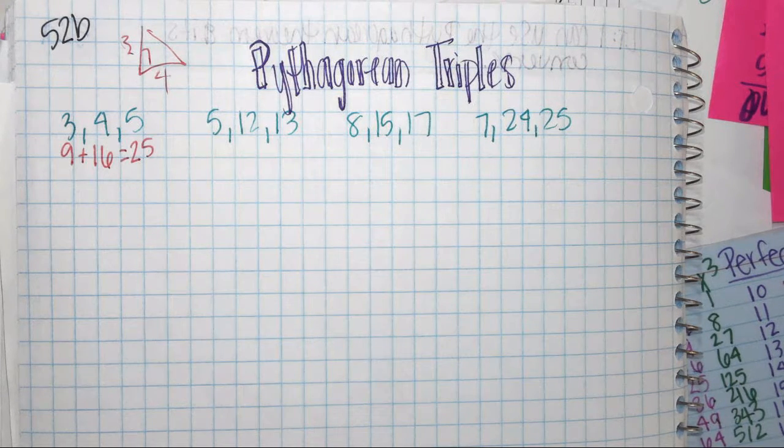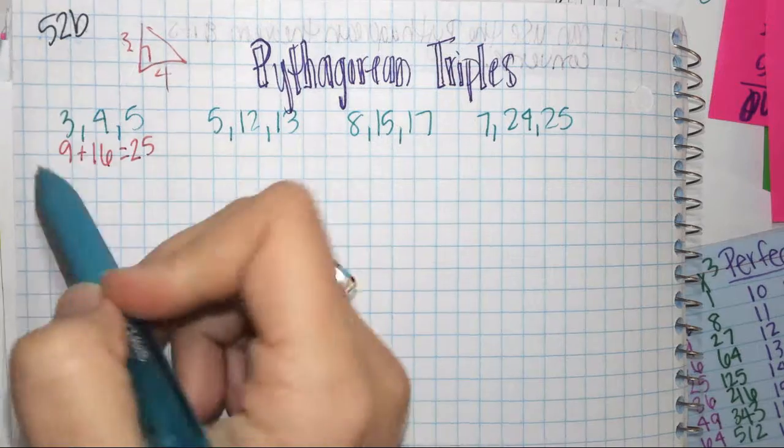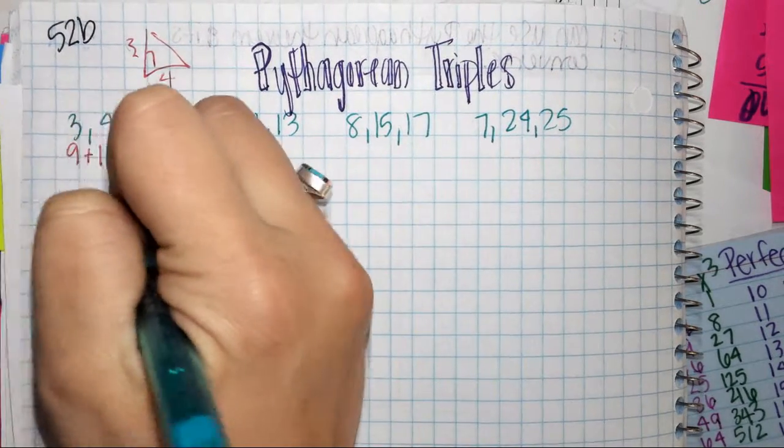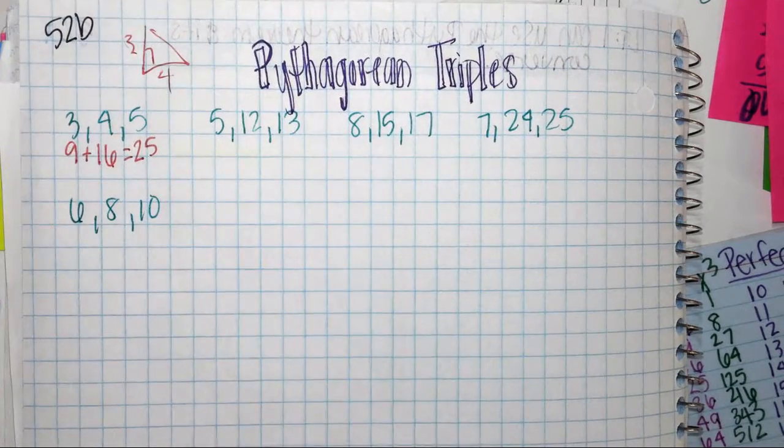Are these the only triples we're going to deal with? No. You want to watch this trick I learned and see what happens? If you multiply this by 2, you get 6, 8, 10. That's also a triple.